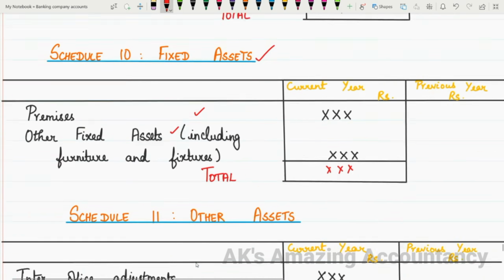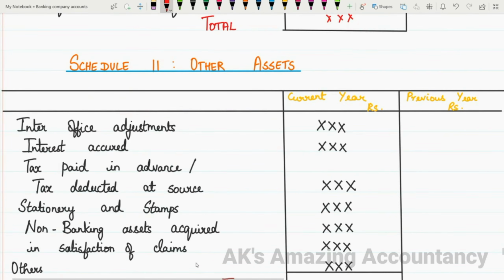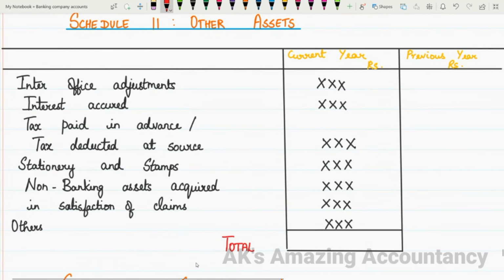Now let us proceed with the next schedule, that is Schedule 11. Schedule 11 is for other assets. Okay. So what is the heading for Schedule 11? Schedule 11 is for other assets. So under Schedule 11, other assets, you will have inter-office adjustments. I hope you will remember this item. I already told you, if the item inter-office adjustment is available, you will have to see whether it is credit or debit. If it is a credit item, it will come under Schedule 5, liabilities and provisions. Only if it is a debit item, it will come here. Okay, so if it is a debit item, it will come under Schedule 11, other assets.